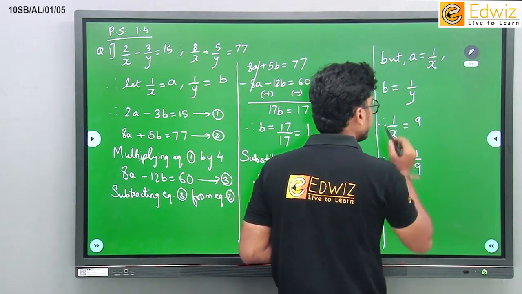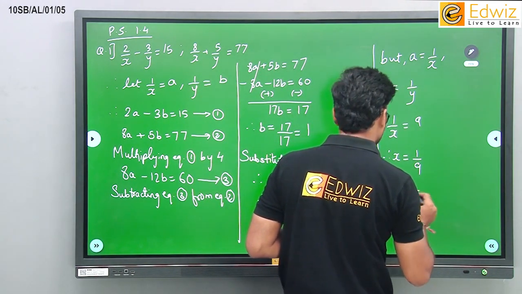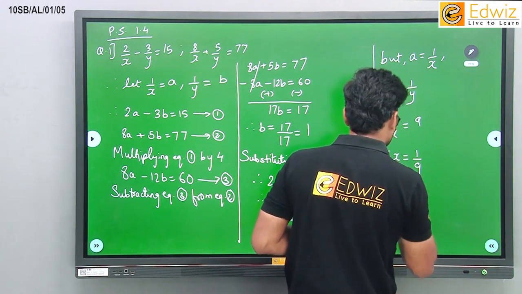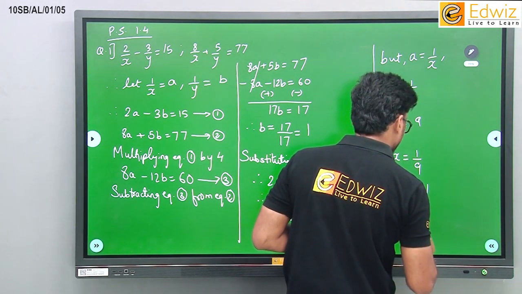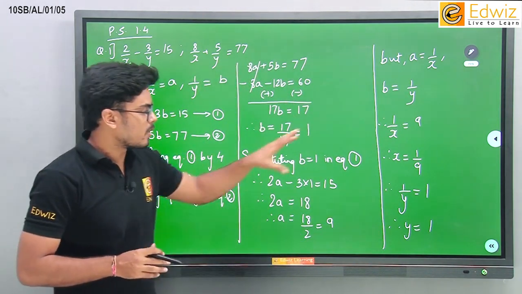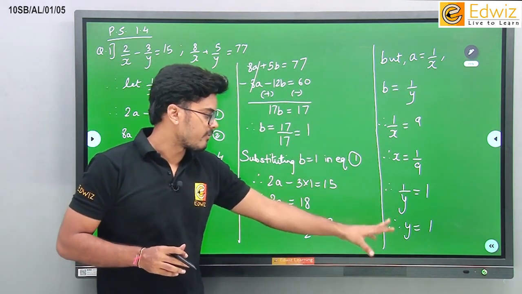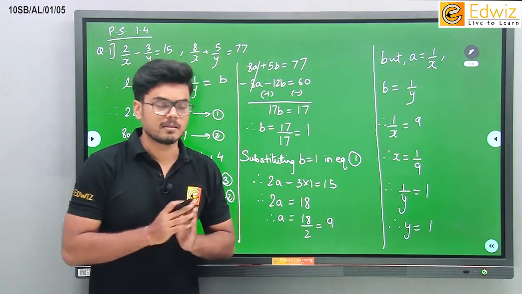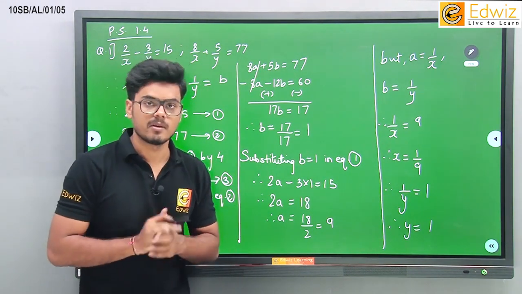Similarly b की जगह मैं अभी 1 by y सब्स्टिट्यूट कर दूंगा, so 1 by y will be equal to just 1, so y का वैल्यू क्या आएगा, 1 upon 1, that is 1 itself. Correct, so x is 1 upon 9, y is just 1. This is the value of both the variables.